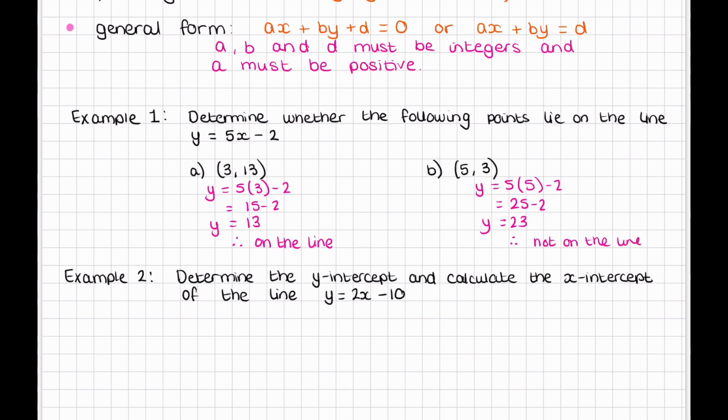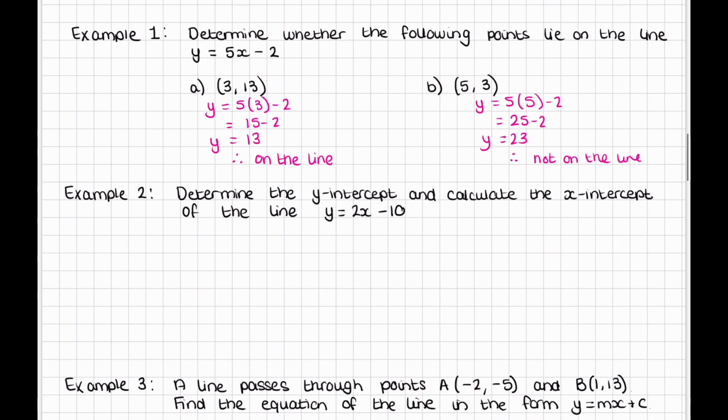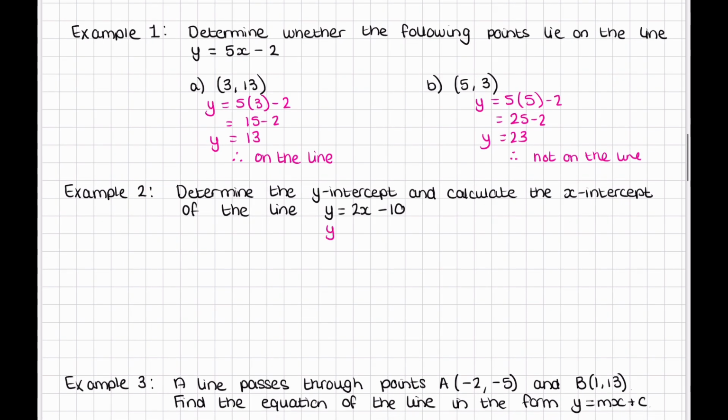Example 2, determine the y-intercept and calculate the x-intercept of the line. Now this equation is in the form y equals mx plus c. And as we said before, in this equation, that c value is the y-intercept. So therefore, our y-intercept in this question, we can get straight from this form of the equation. It is just negative 10.